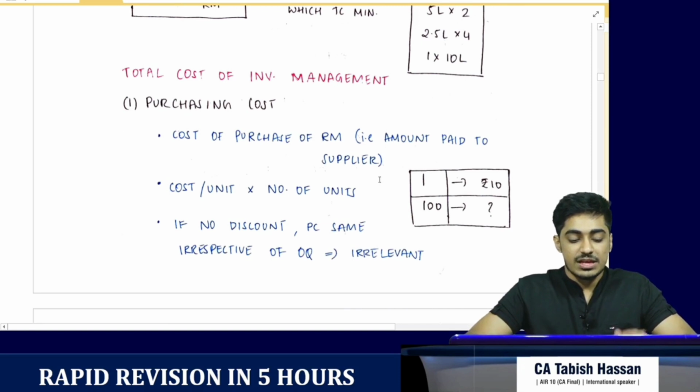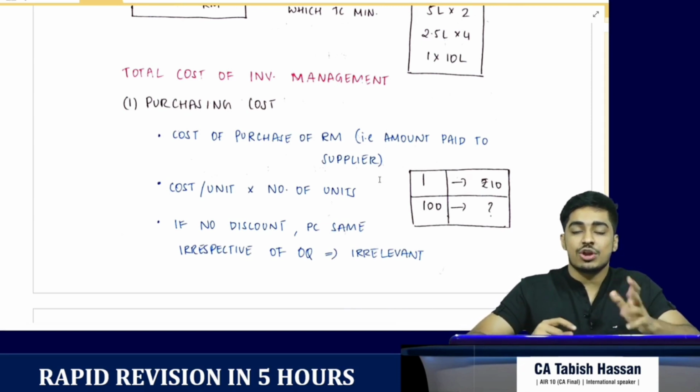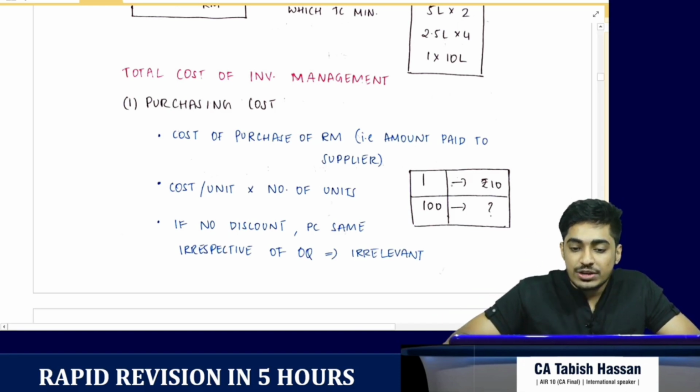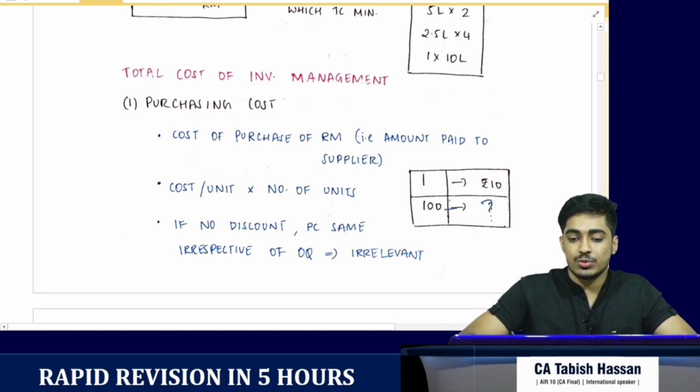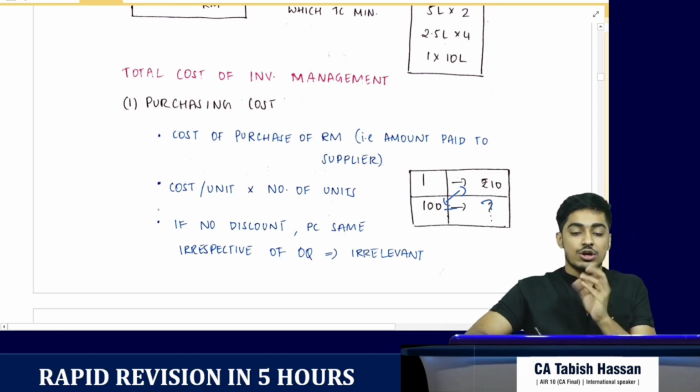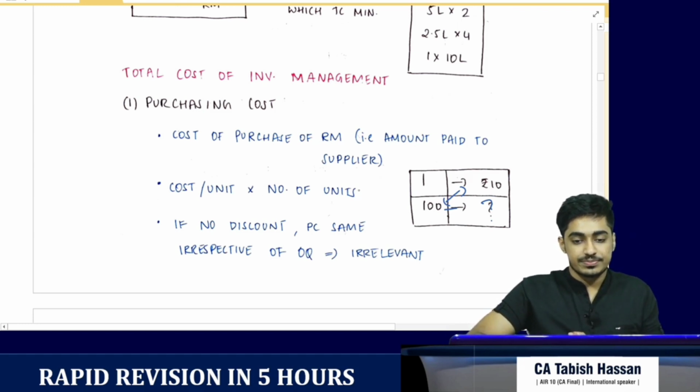What all do we have? First, we have the purchasing cost. That is the cost to purchase the raw material. That is the amount paid to supplier. Say for example, for 1 unit, we paid 10 rupees. So to get 100 units, what is the cost we pay? How do we get it? Cost per unit into number of units. So purchasing cost is equal to cost per unit into number of units.